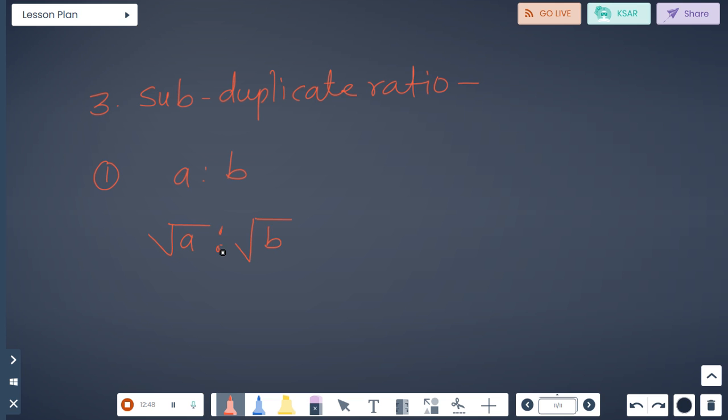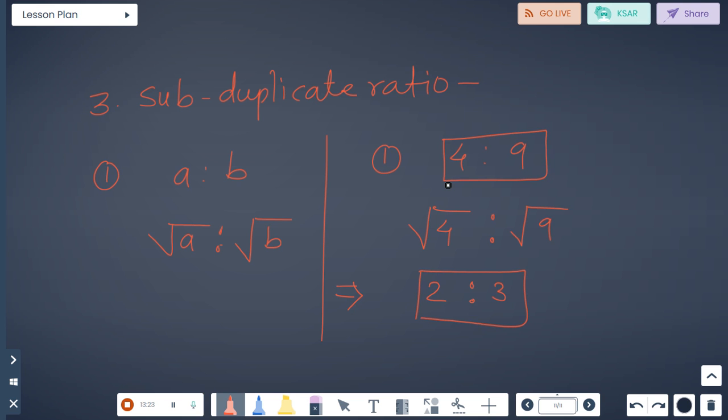For example, 4 is to 9, and the question is to find the sub duplicate ratio of 4 is to 9. We have to simply find the square root of that ratio. The square root of 4 is 2 and the square root of 9 is 3. So 2 is to 3 is the sub duplicate ratio of 4 is to 9.